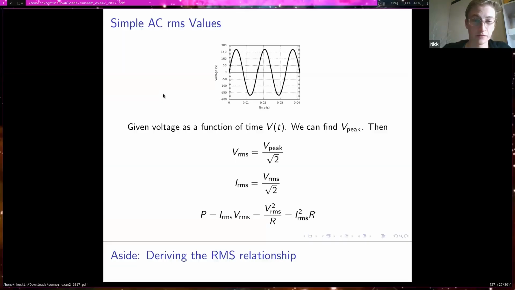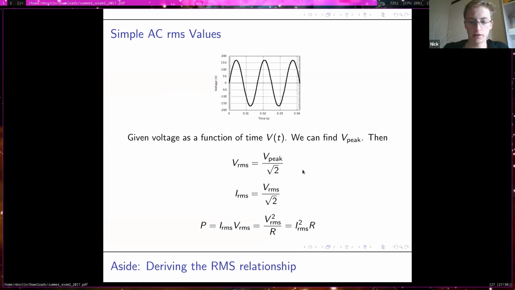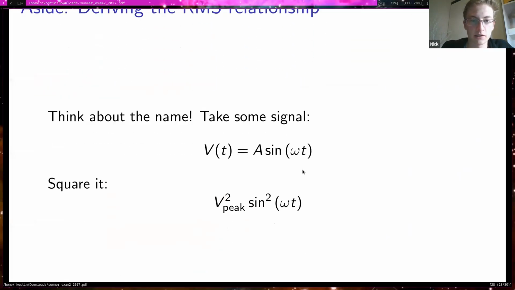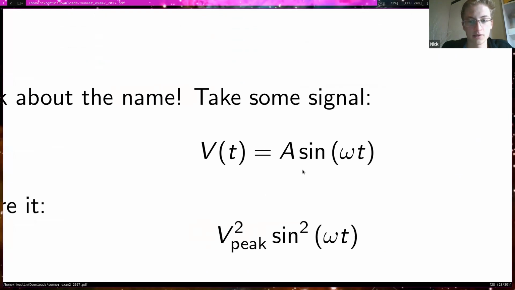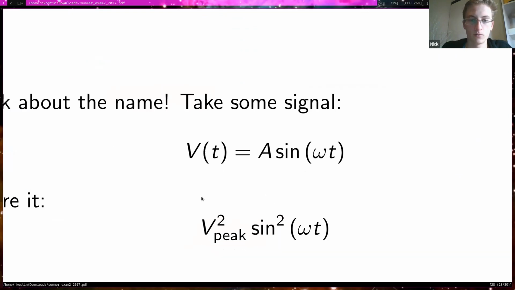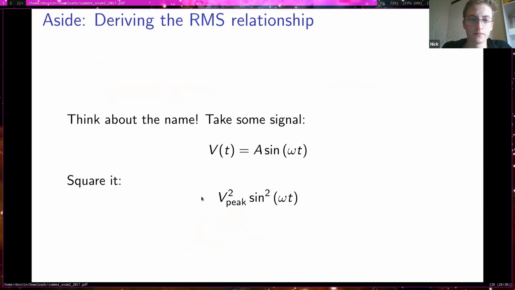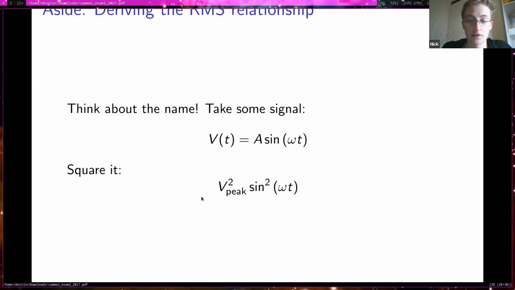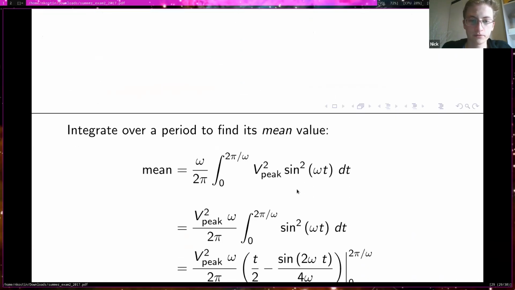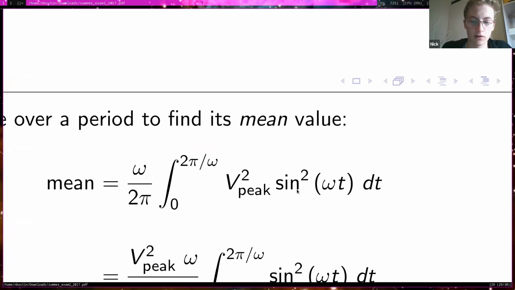Regardless, here is the derivation of where the square root of 2 comes from. It's right here. So, deriving the RMS relationship. Basically, if I have some signal, like a sine wave, with amplitude V peak, and I want the root mean square, I think about what that name says. I square it first. So if I square this, I get V peak squared times sine squared of omega t. Then I find its average value, which is just integrating over a period.